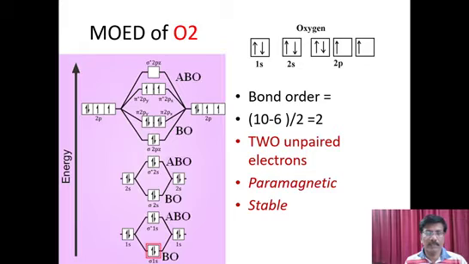So oxygen bond order is 2. That means oxygen is having a double bond with respect to the other oxygen. Now, the nature of oxygen is paramagnetic because of the presence of two unpaired electrons, and it is a stable molecule. We already know that whenever the bond order is a positive value, it gives a stable molecule. Now, let us take another example.